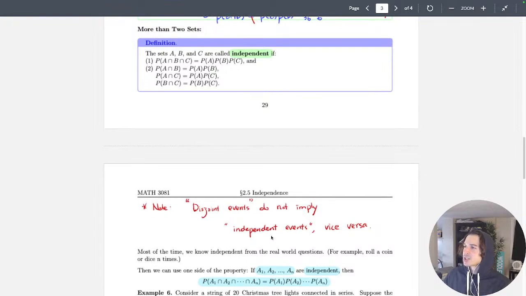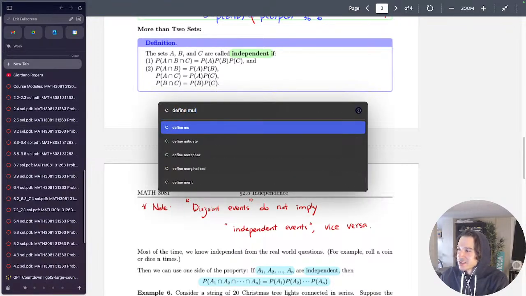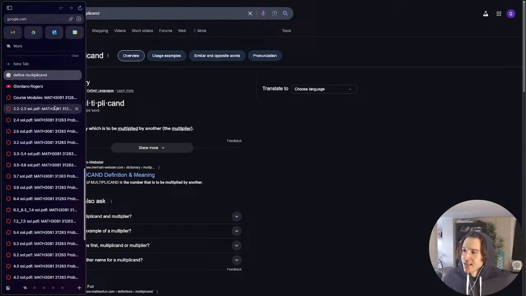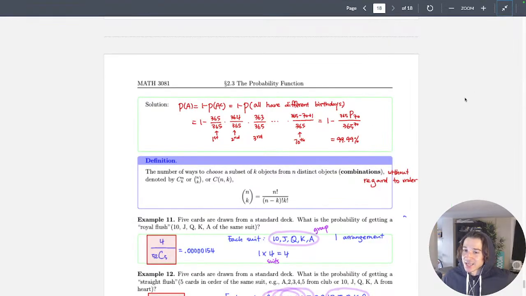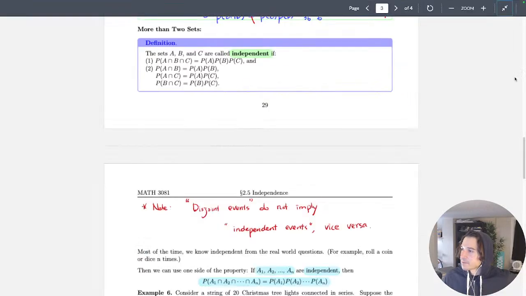More than two sets. Definition: the sets A, B, and C are called independent if and only if probability of A intersect B intersect C equals just the multiplicand of all of them. Am I using that term right? The multiplicand. All right. Brief side quest. Let's find out what multiplicand means. Define multiplicand. A quantity which is to be multiplied by another. The multiplier. Okay, I did use it wrong. I'm glad I checked. Okay. The multiplication really is what I should have said, but multiplicand sounds smarter.